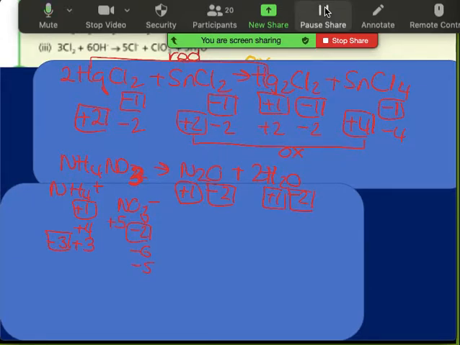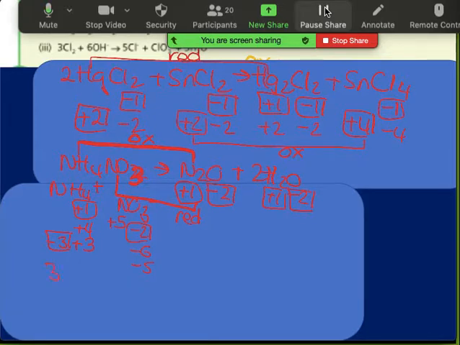So on this side we have this nitrogen going from -3 to +1, which is an increase in oxidation number, so that nitrogen is oxidized. We have this one going from +5 to +1, which is a decrease in oxidation number. That one is reduced.